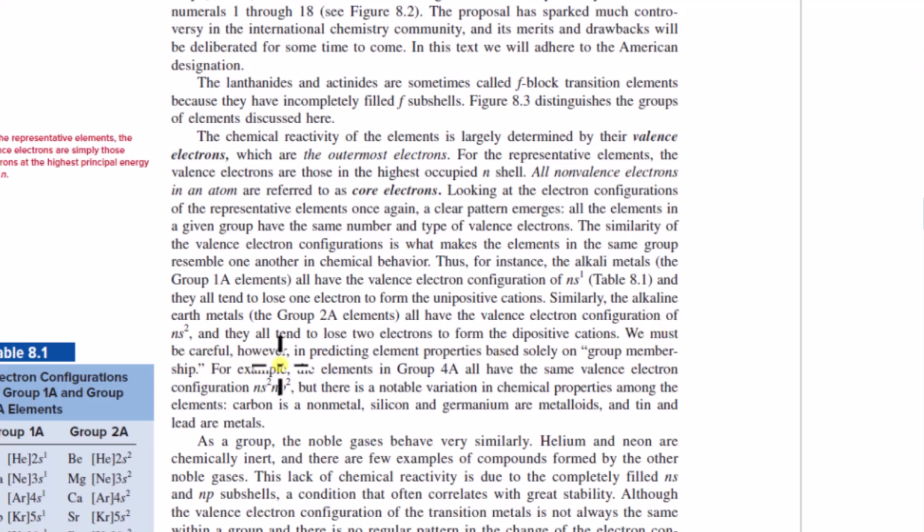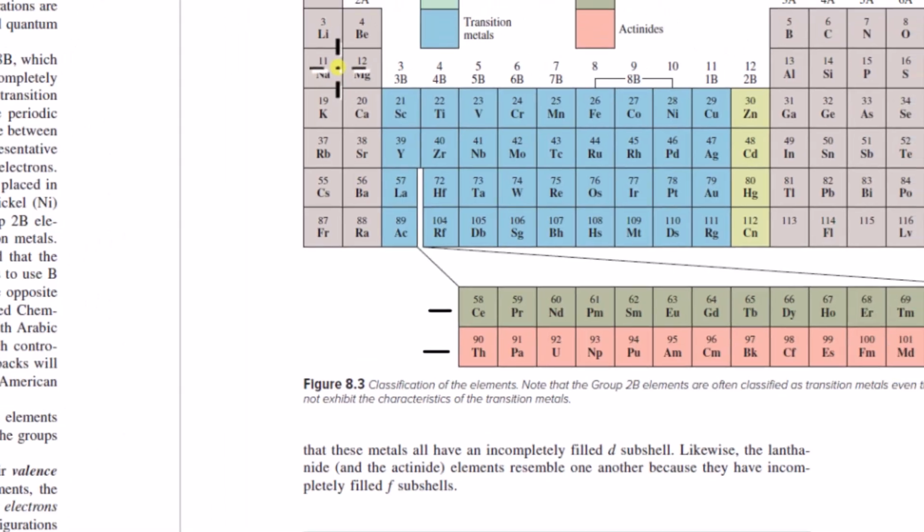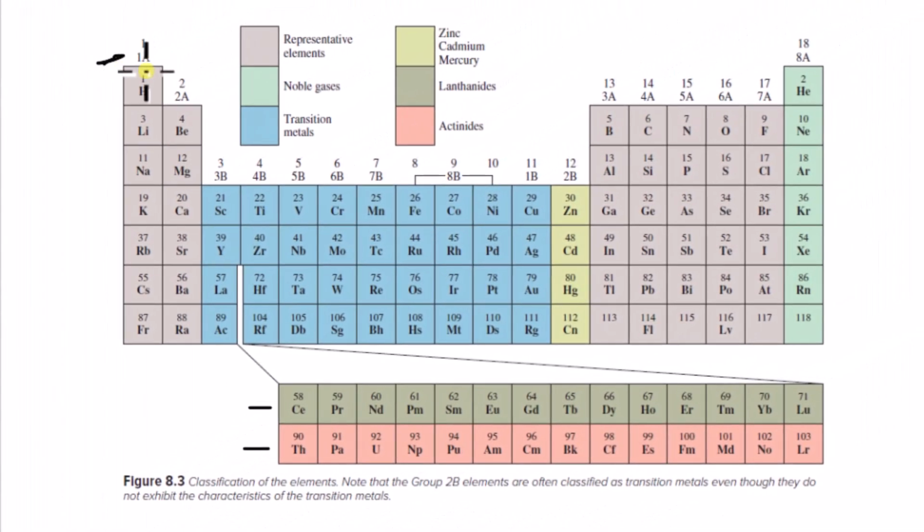We must be careful, however, in predicting element properties based solely on group membership. For example, the elements in group 4A all have the same valence electron configuration, ns2 np2, but there is a notable variation in chemical properties among the elements. Carbon is a nonmetal, silicon and germanium are metalloids, and tin and lead are metals. Okay. So let's summarize what they just said here. They're saying that for the case of the representative elements, let's actually come back to this chart, this periodic table.